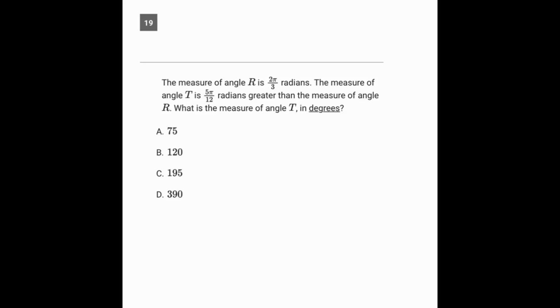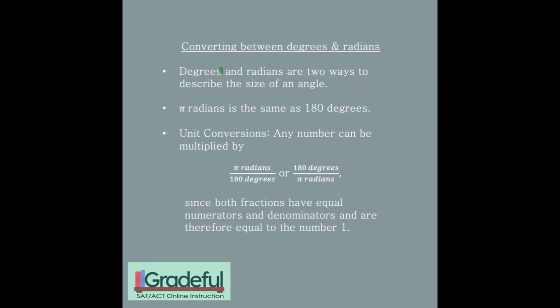Going over to question 19, here we have some angle information in radians. So let's talk about radians. Degrees and radians are two ways to describe the size of an angle. For instance, if I have a 45-degree angle, the size of that angle, instead of calling it 45 degrees, if I happen to be in the language of radians, I can call it pi over 4. So it's just a question of what language we're in, degrees or radians.